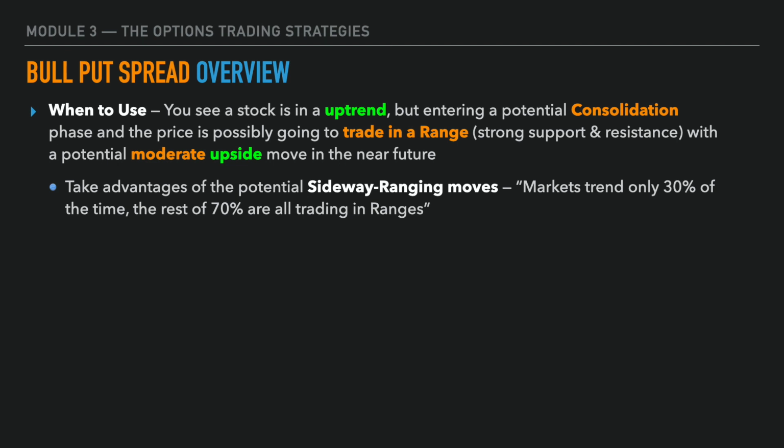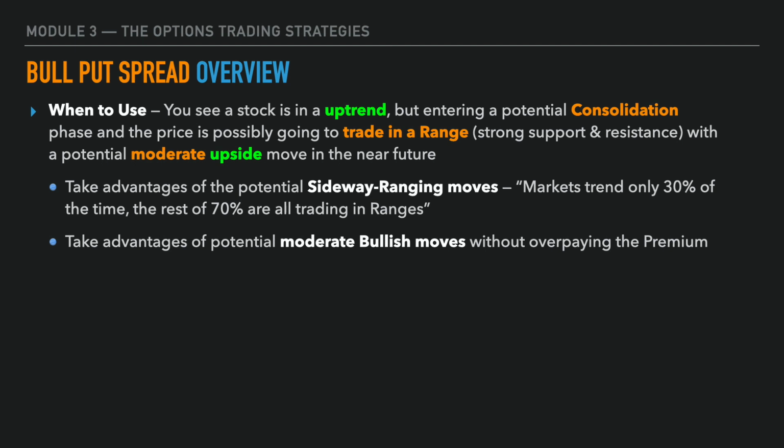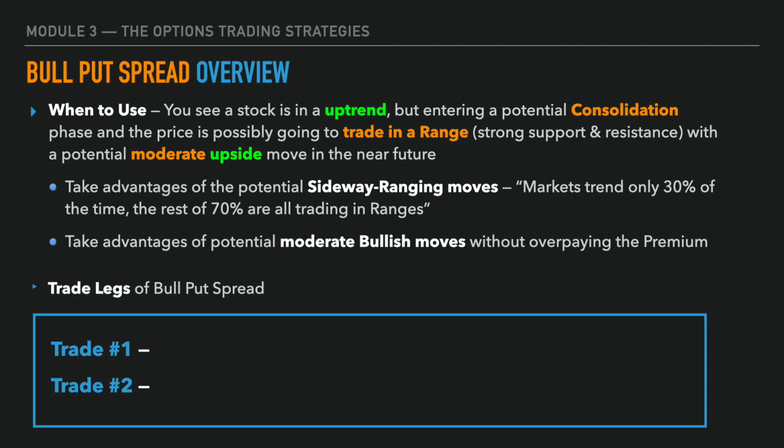Why this matters? Because on average, no matter what markets you trade, they will only be trending 30% of the time, and the rest of the 70% will all be in ranges. Knowing how to profit from a ranging market is extremely crucial for an option trader. Also, a bull-put spread can help traders to take advantage of those moderate bullish moves in an uptrend without overpaying for the premiums. There are two trade legs to complete a bull-put spread trade.